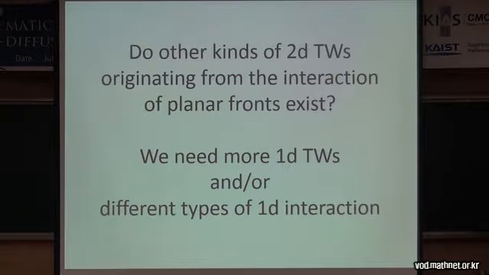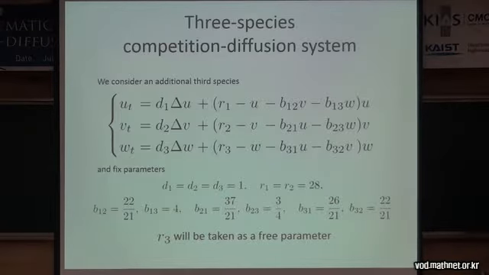So we ask ourselves if there are other kinds of similar traveling waves which are two-dimensional in nature. And since we are going to look for traveling waves of this kind which originate from the interaction of planar fronts, we are going to need more traveling waves and more different types of interaction between these kinds of waves. So we will thus look into this three-species competition-diffusion system, which is a simple extension of the two-species competition-diffusion system in which those kinds of solutions have already been proven to exist.